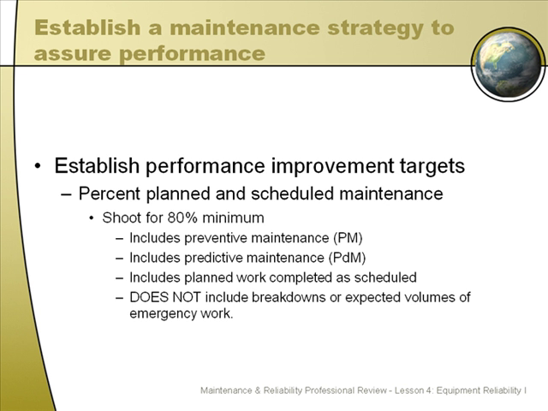Here's another garden variety measure that I use all the time. Percent planned and scheduled maintenance. Shoot for 80% minimum. What we're talking about here is actually work that's been well planned and scheduled. You should be doing that at all times, trying to get 80% of your work through a planning and scheduling process and getting it executed as scheduled. And when I say that, I mean on the day it was scheduled, not the week.